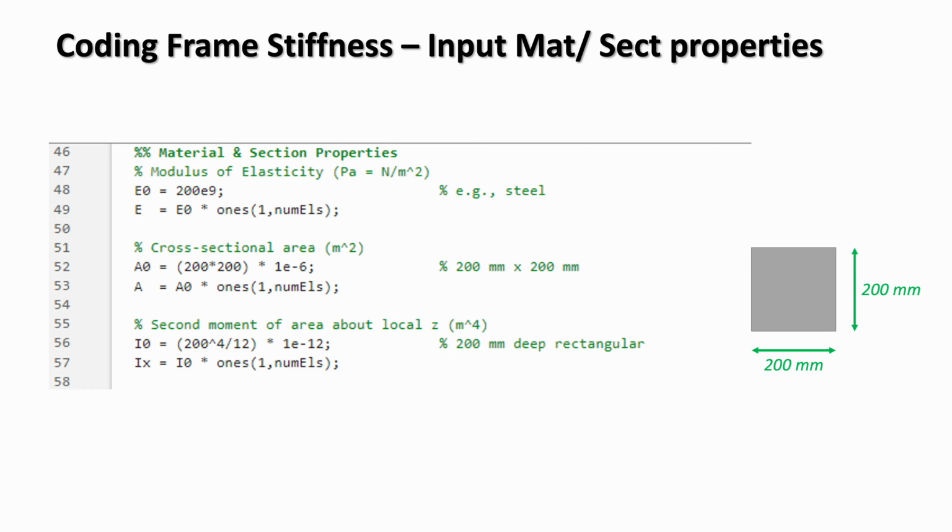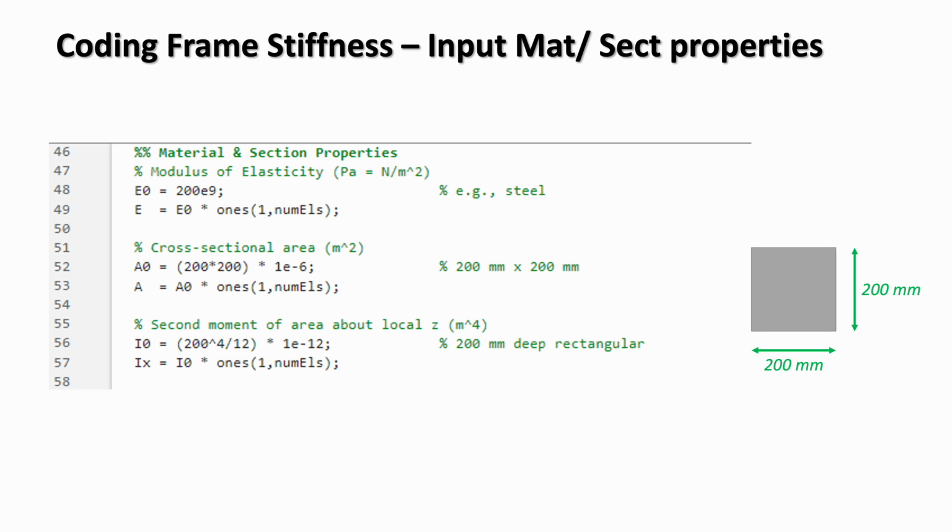Next, we define the cross-sectional area A of each member. The frame has a 200 by 200 millimeters square section, so we convert that into square meters and again duplicate it for each element. We then define the second moment of area, or the moment of inertia, I, which is crucial for bending stiffness. For a 200 millimeter deep rectangular section, the expression b h cubed divided by 12 gives the value shown. Again, this is converted to meters and assigned to every element.